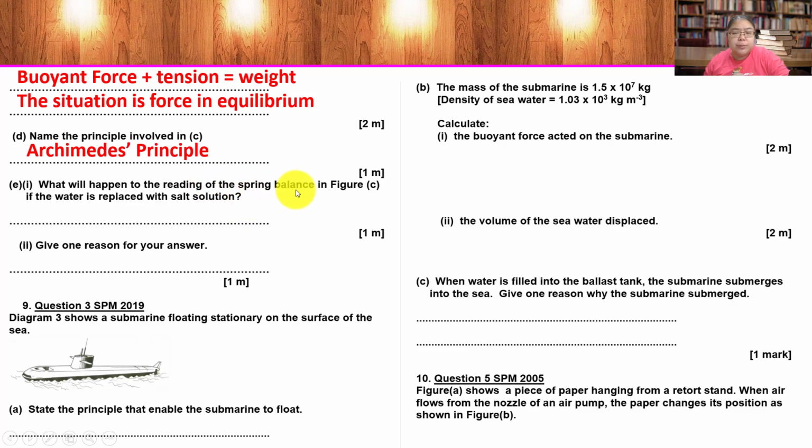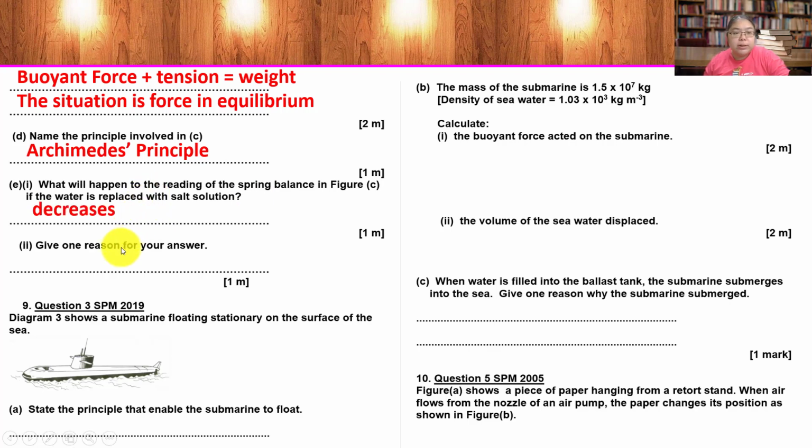The reading of the spring balance will decrease because your buoyant force increases. Buoyant force increasing means more force acting upwards. So your apparent weight will show a smaller reading. So from here the answer is decreases.